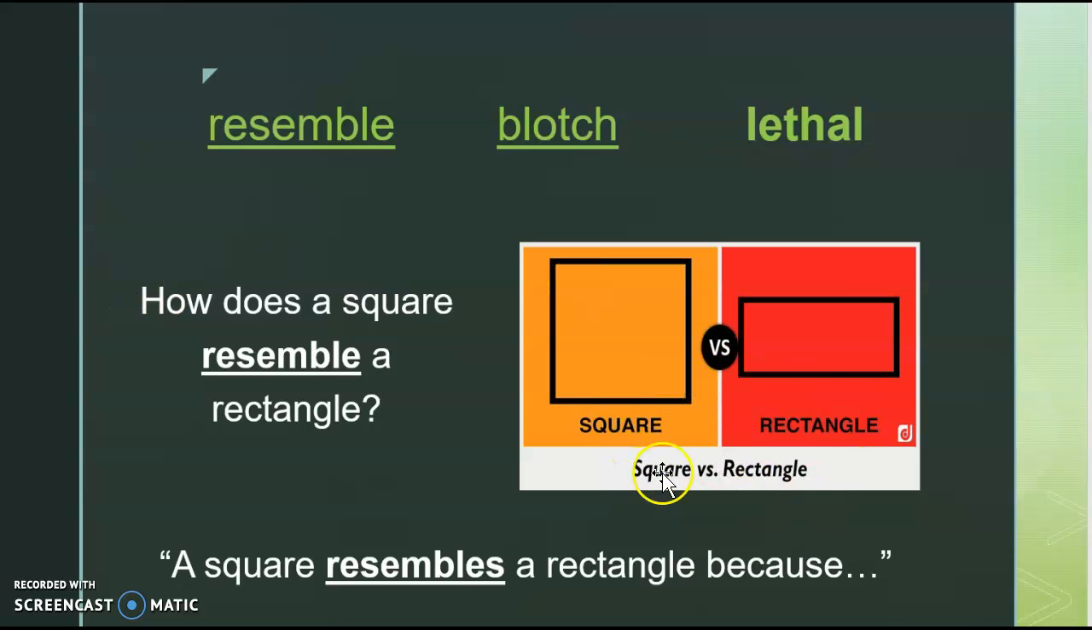Take a look at this picture, a square versus a rectangle. How does a square resemble a rectangle? Think to yourself for a moment. A square resembles a rectangle because, right, we know that both of these figures are a quadrilateral, meaning they have 4 sides, and they also have 4 right angles.